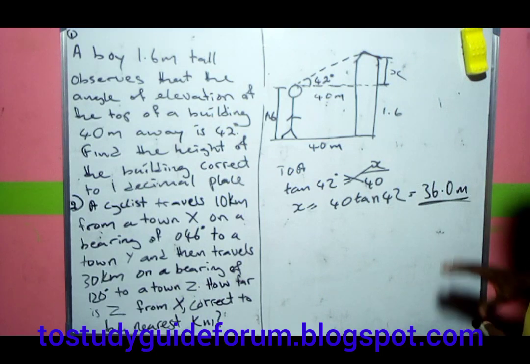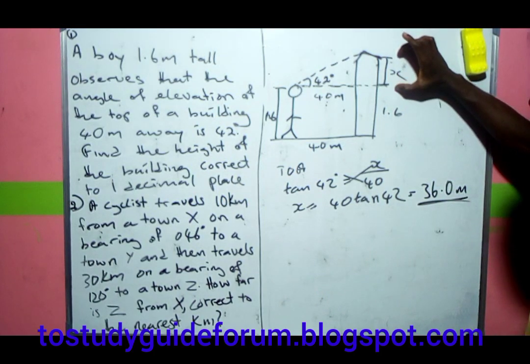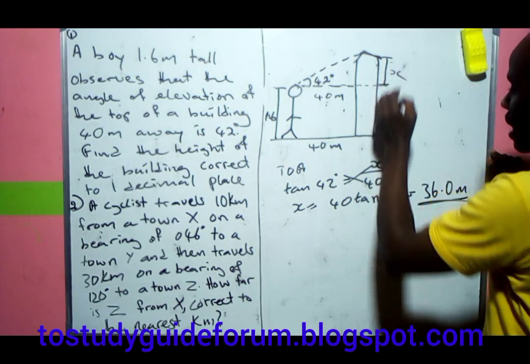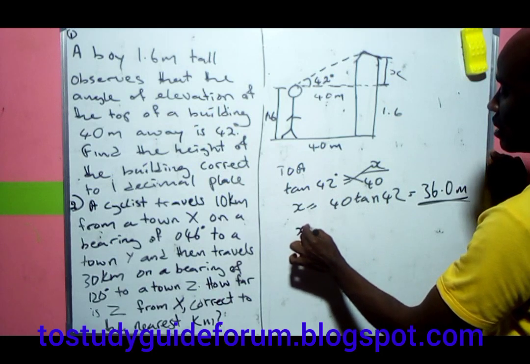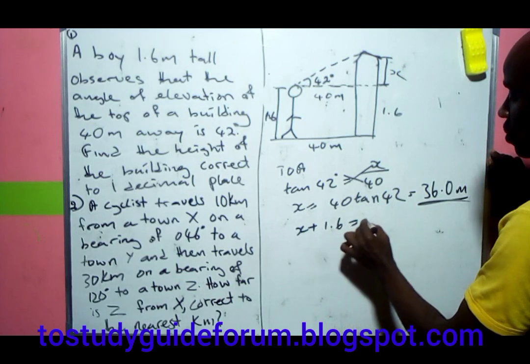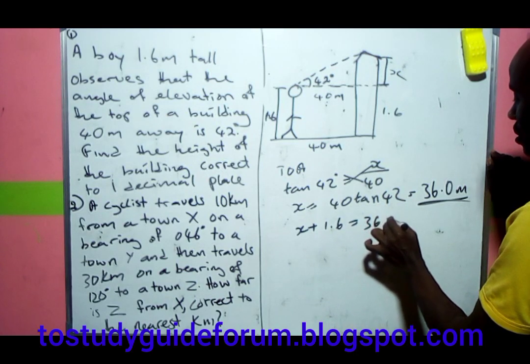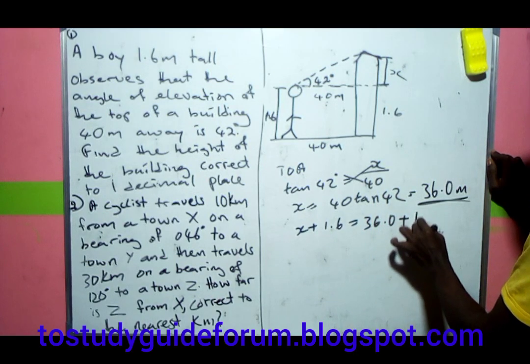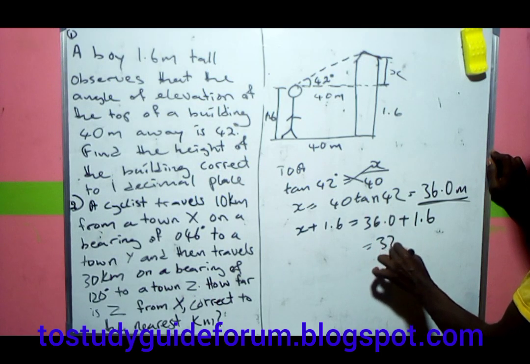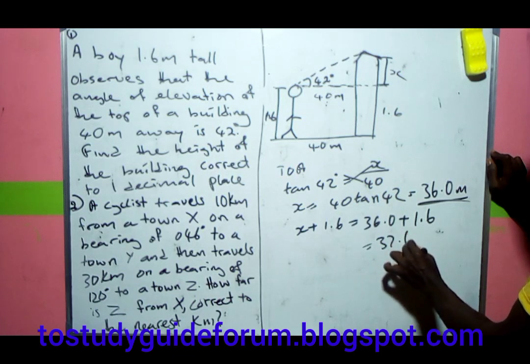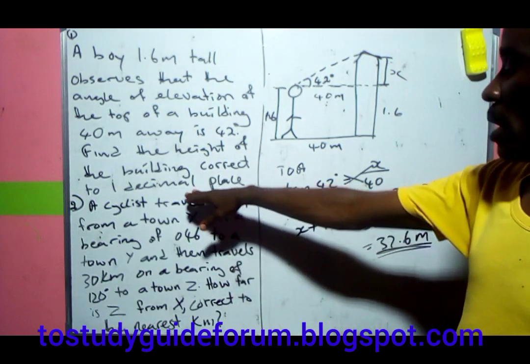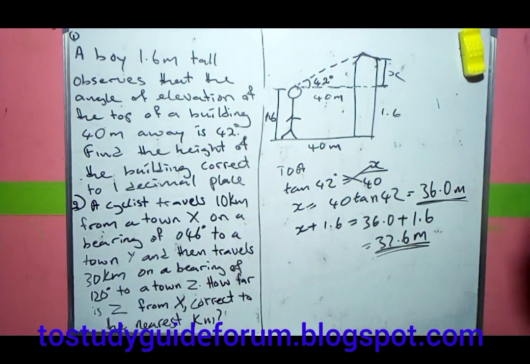So what next are we going to do? We have the height here. This is the x. So to find the height of the building will be this plus that. That is x plus 1.6. We know that x is 36.0, plus 1.6. So what we have will be equal to 37.6 meter. Since they say we should leave it in one decimal place, that is what we have here. Thank you so much.